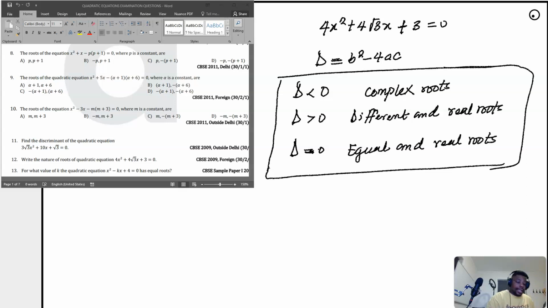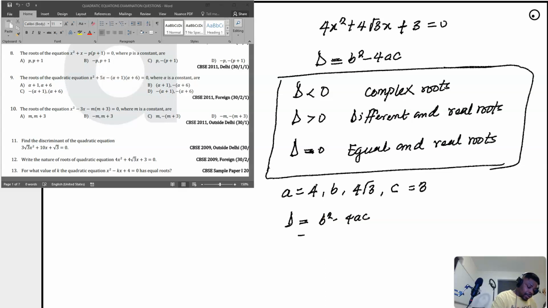So, in this case, we need to check what we have here. What is our A? Our A is 4. What is our B? Our B is 4 root 3. And what is our C? Our C is 3. So let's find the discriminant. Discriminant is equal to b squared minus 4ac. My b is 4 root 3 all squared minus 4 times 4 times 3.